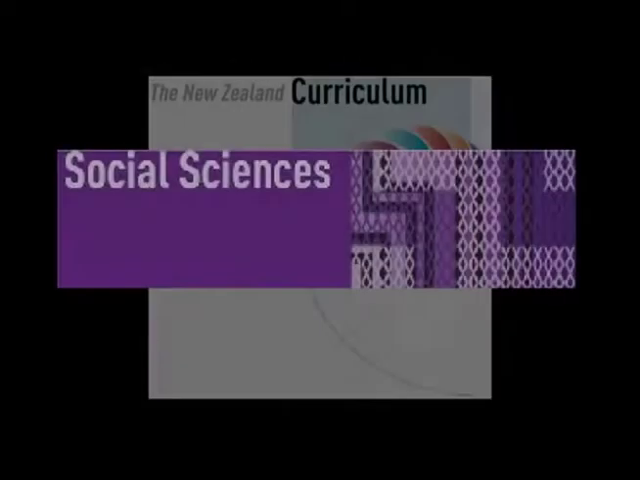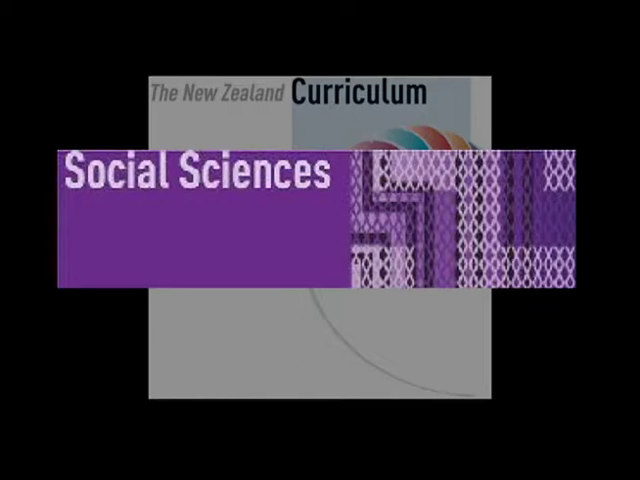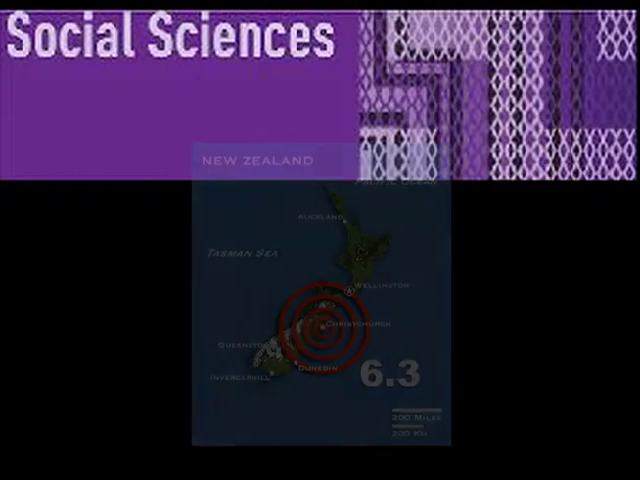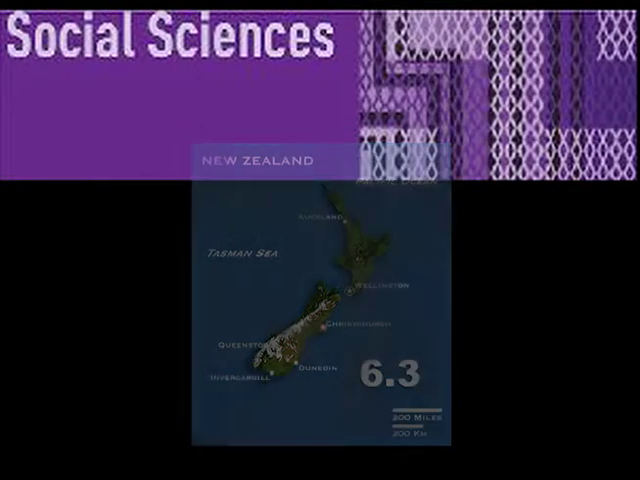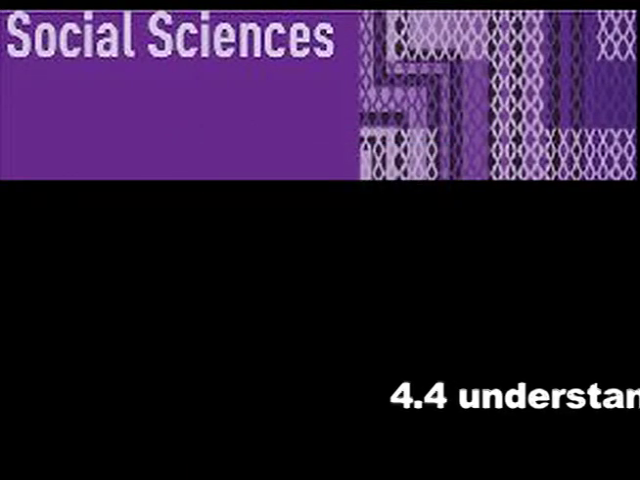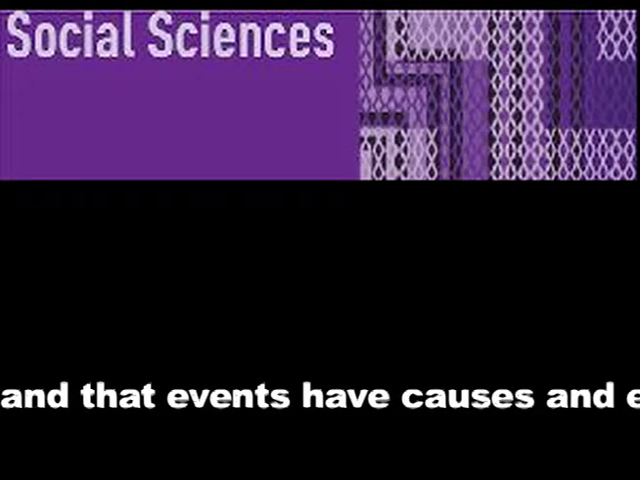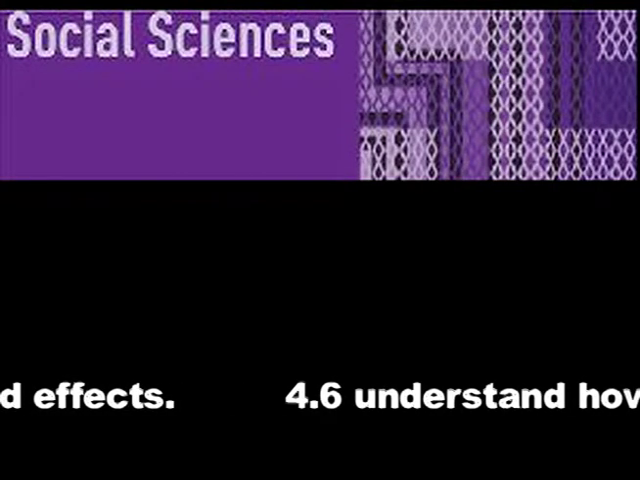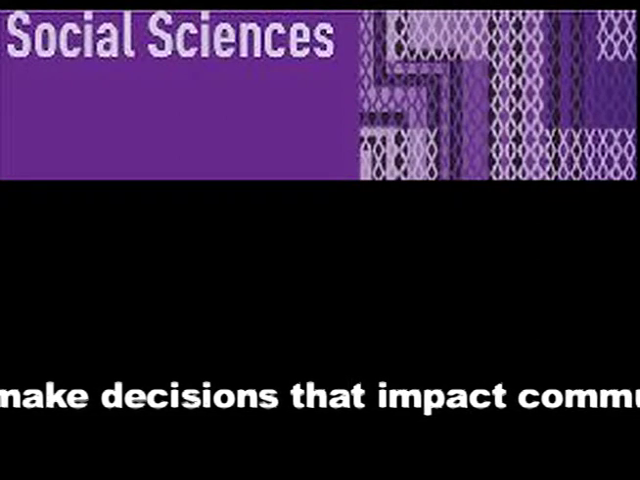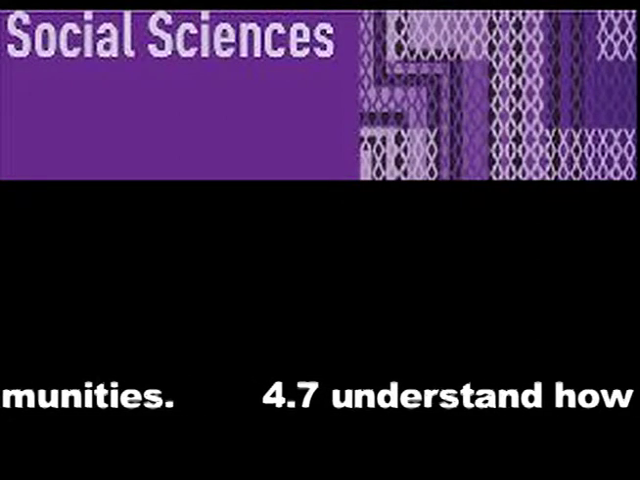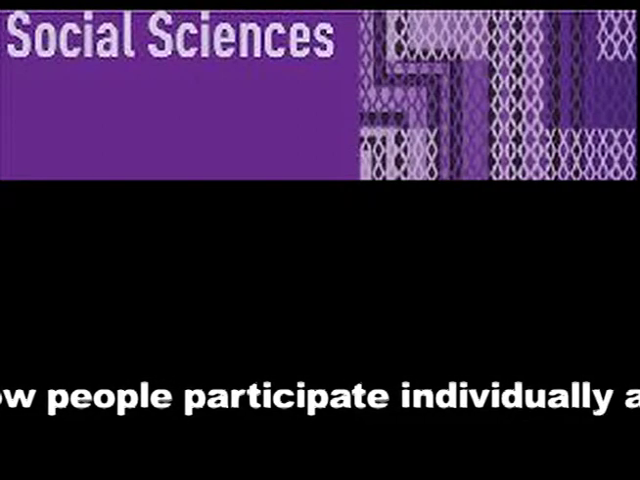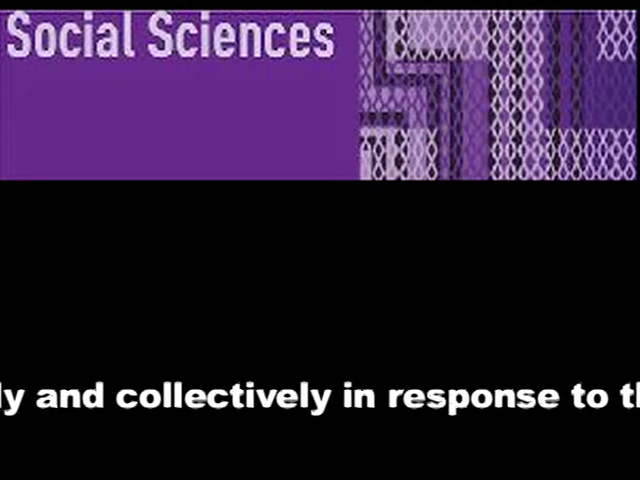Onto the learning area of social sciences. Being that this learning area is all about the people and events that influence and affect people, there are at least 3 potential learning objectives that can relate back to the subject of the Christchurch earthquakes. The 3 learning objectives that stood out to me were 4.4, understand that events have causes and effects, 4.6, understand how formal and informal groups make decisions that impact communities, and 4.7, understand how people participate individually and collectively in response to community challenges.